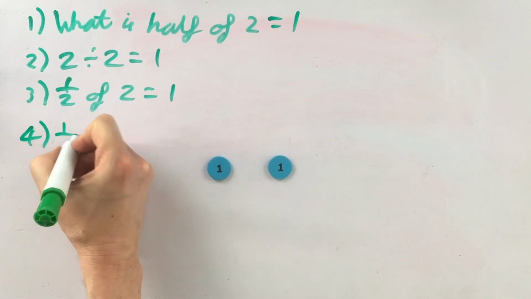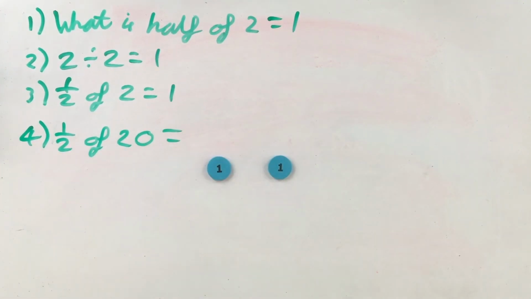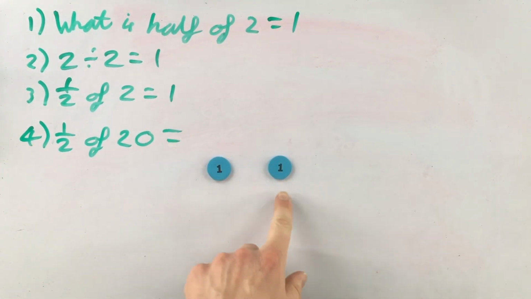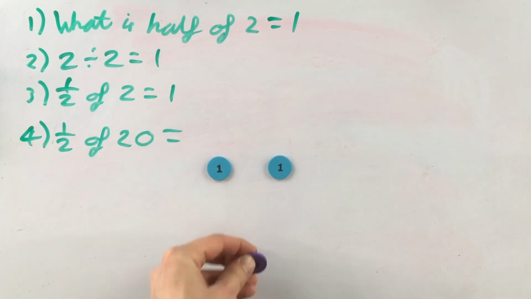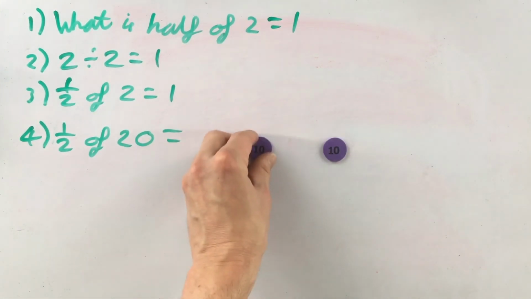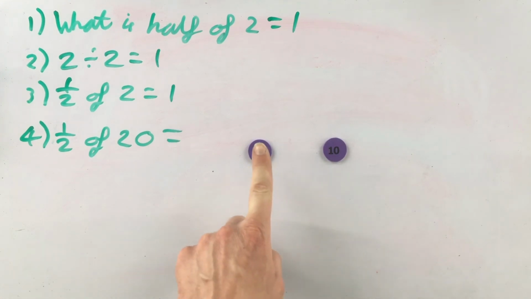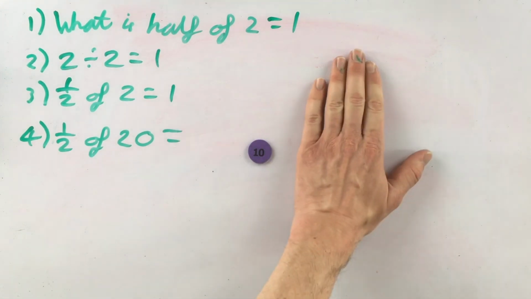Question number 4, half of 20, is very similar to finding half of 2. But instead of using 1 coins, you can use 10 coins instead. So you've got 2 coins. If you halve them, you're left with 1 coin, but this time the coin has a value of 10. So what's half of 20? The answer is 10.